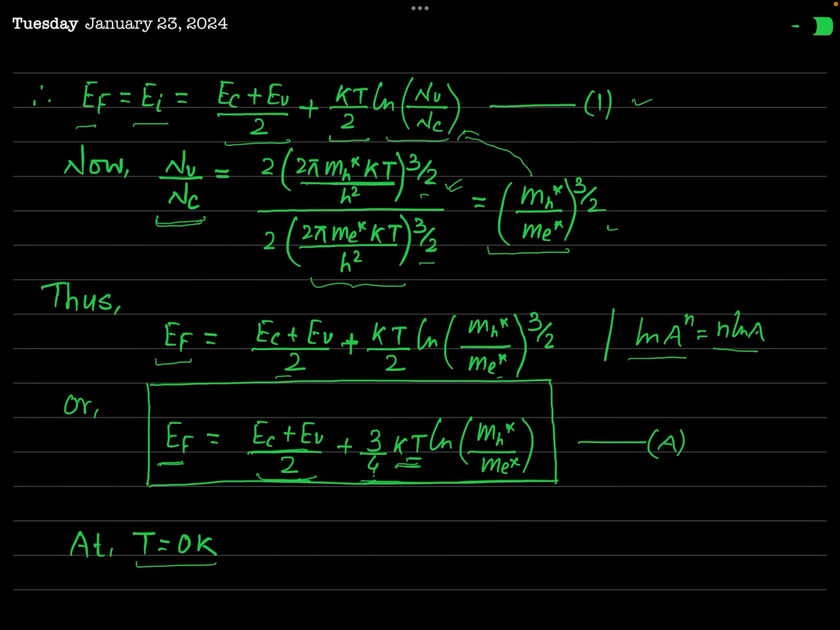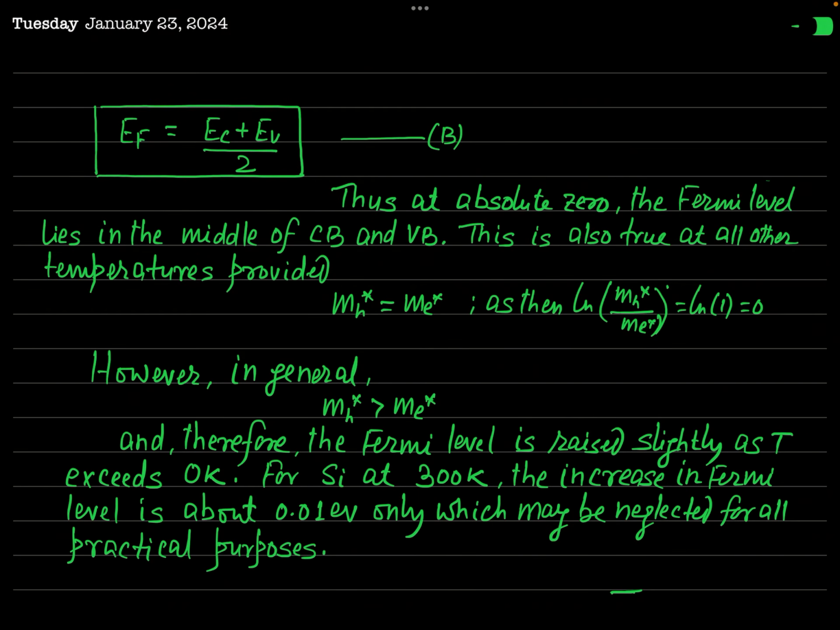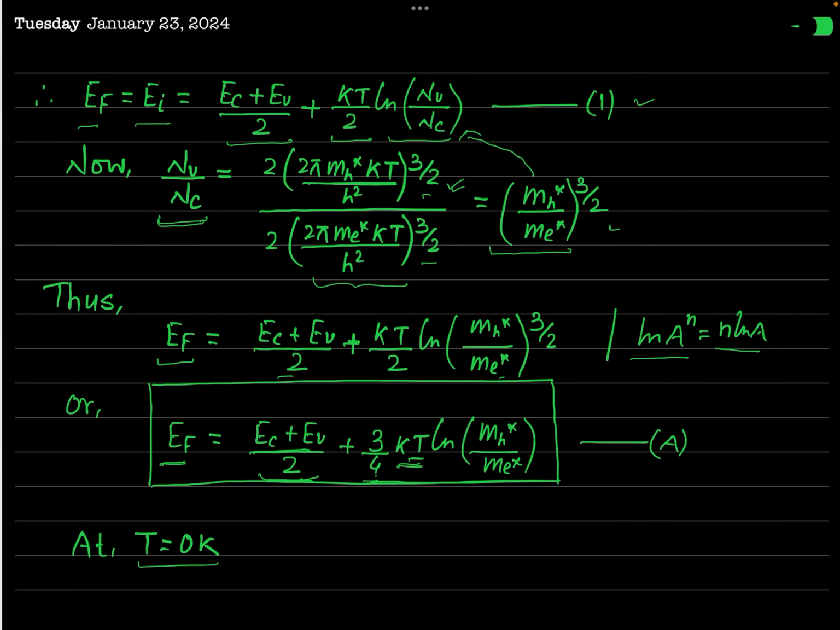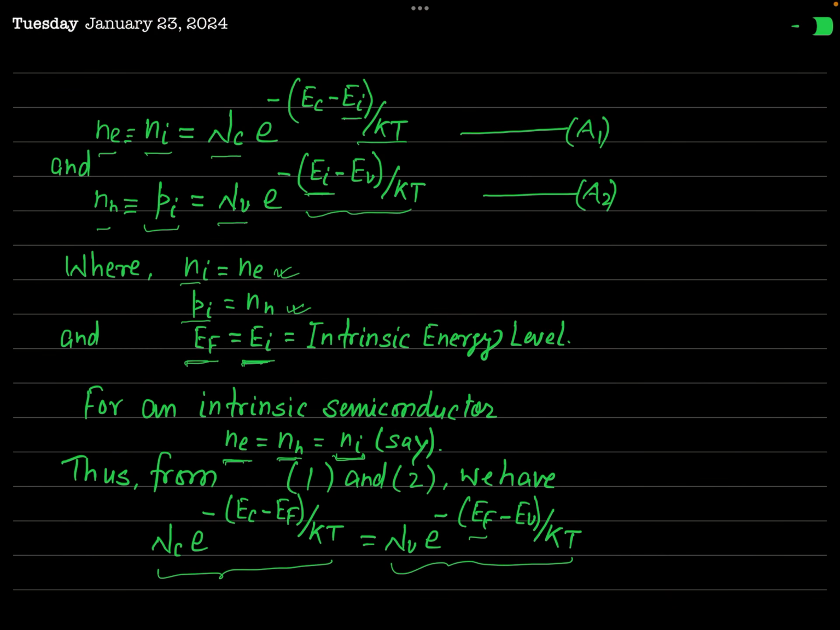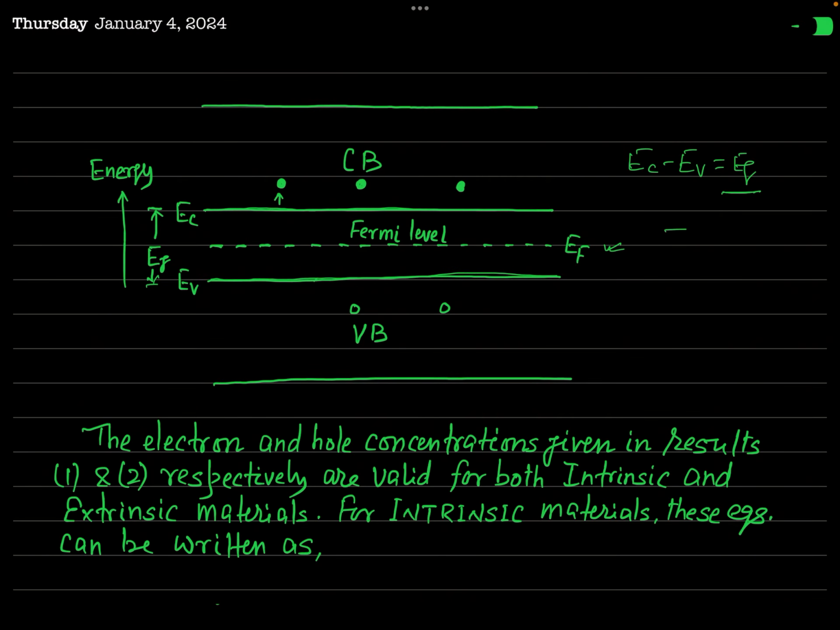So at 0 Kelvin temperature, or at absolute 0, the Fermi level of an intrinsic semiconductor is given as (EC + EV)/2. And what does this result show? Since at absolute 0 temperature the Fermi level is simply (EC + EV)/2, it means at T equal to 0 Kelvin, EF is equal to (EC + EV)/2.